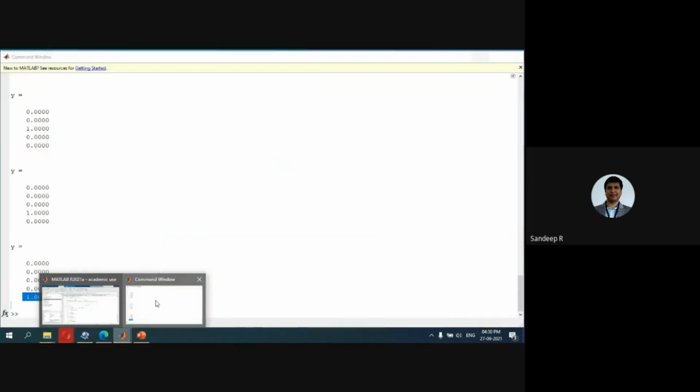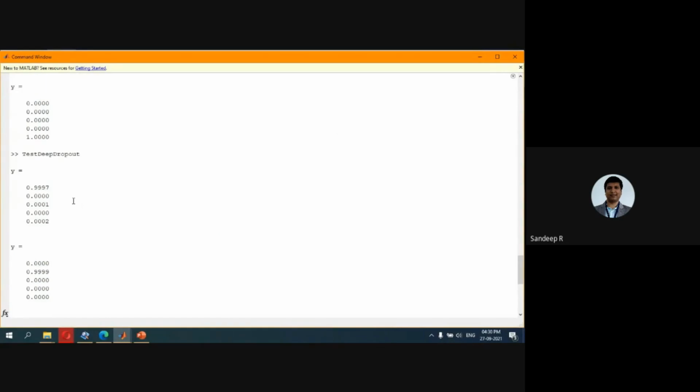So we've got the output. Deep dropout. Now remember, we had used sigmoid activation function and not the ReLU, and then see the output now. Very close to 1. Very close to 1 here. 1, 2. Very close to 1.